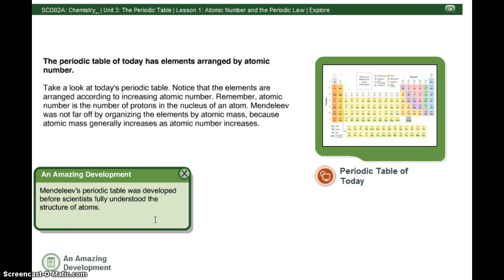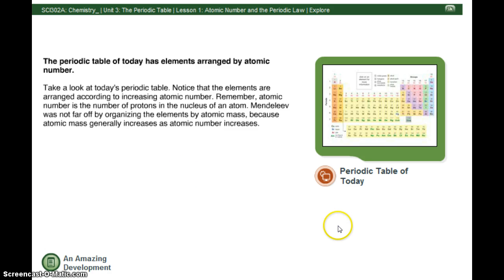Mendeleev's periodic table was developed before scientists fully understood the structure of an atom. Okay, personally, I'm not big on making students memorize what scientists did what. It's just not my thing personally. But this guy, super impressive.